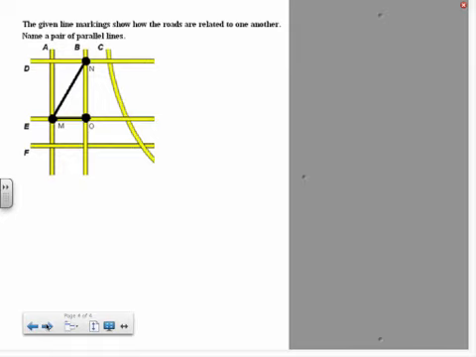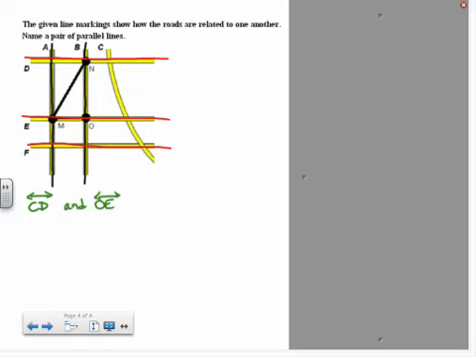Our first example says, the given line markings show how the roads are related to one another. Name a pair of parallel lines. So here's kind of a time we would see parallel lines in the real world. I have a few different options here. I could use these two vertical lines, line AM and line BO, or I could go horizontally and choose any one of these three lines. I'm actually going to choose a couple horizontal lines, so we'll use line CD, that's that top one, and line OE, that's the one in the middle there.